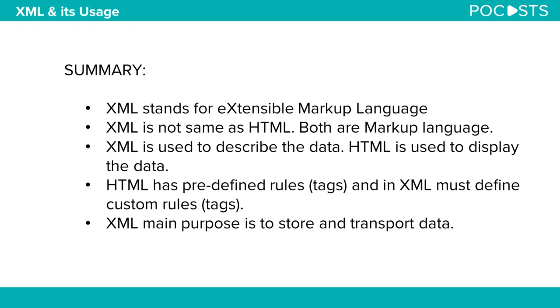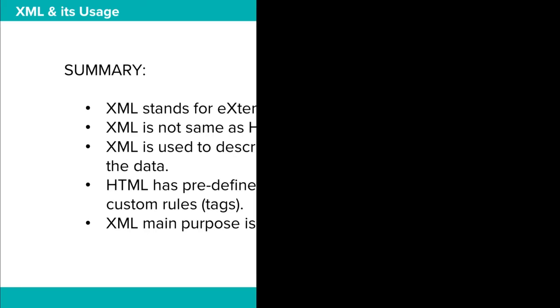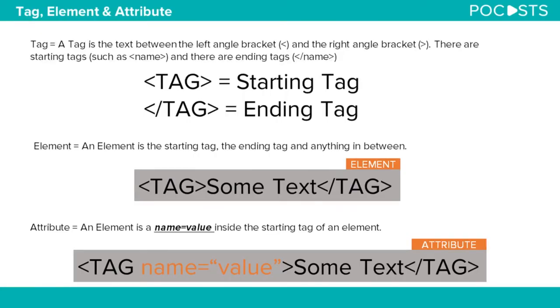Simple to remember, right? Let's learn some new words in the XML language. Let me introduce three different terms that we use in XML. The first term is tag, the second is element, and then attribute. Let's look into each of them and understand where we use it.